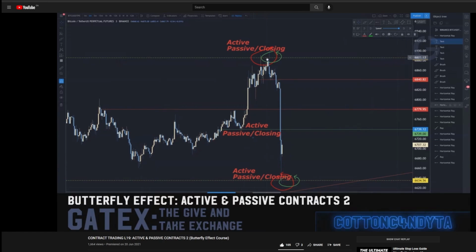So not only should you be closing a contract, but you should also be opening a new contract there. And then this level down here would be your target from up here, and you should actively be closing and opening a new contract there.